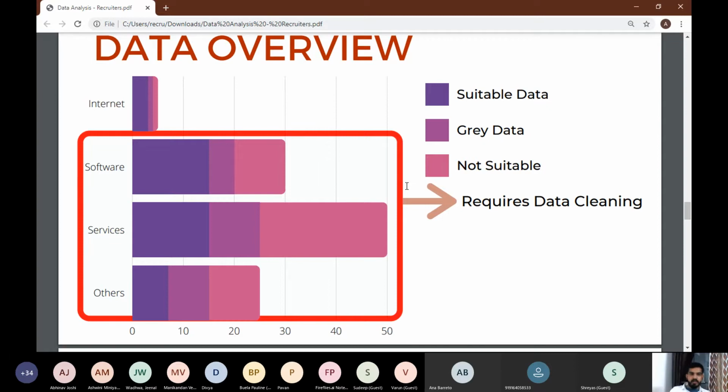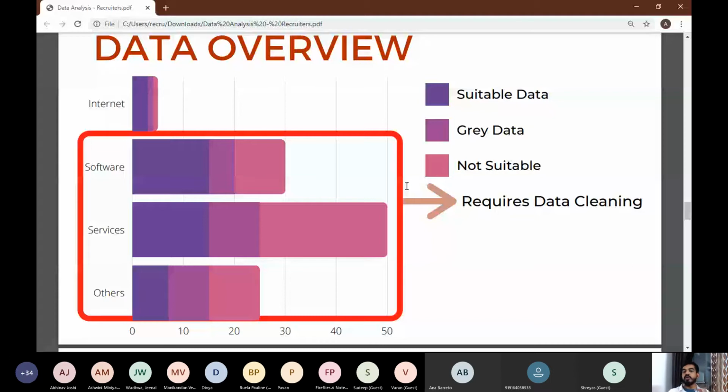Because in services, there are product guys, like let's say people from Flipkart, Walmart, even Google, Microsoft, choosing IT services as a domain in their LinkedIn profile, right? There are good people, but that domain has a good amount of junk data as well, and also gray data, right? So that's why I have just marked it, right? Software services, others. This has a good amount of not suitable and also a good amount of gray data. So this requires data cleaning, right? Because it has suitable data for you, some bit of suitable data is there.